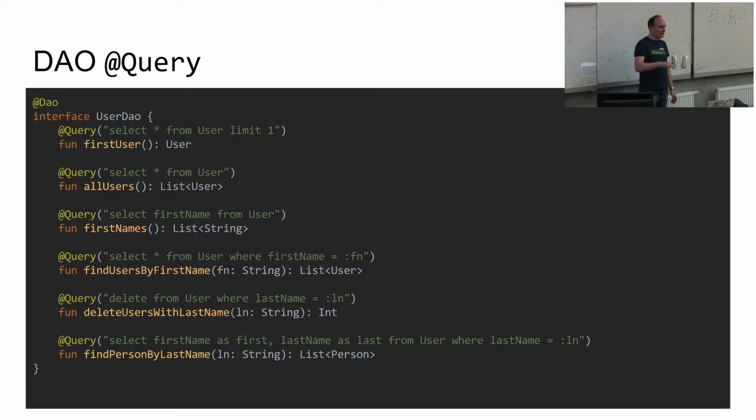So some other examples, you can, of course, get a list of users. So you can just specify, give me a list, select star from user in this case, or give me the first name. And Room knows that this first name is something that it can map on a string, and will just give you a list of first names in this case. You can also specify some query parameters by binding to it in the query. So you can see in this find users by first name, we have this fn parameter, which maps on the fn binding argument in the SQL query.